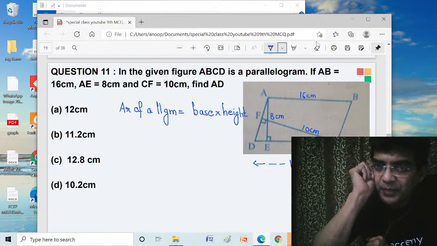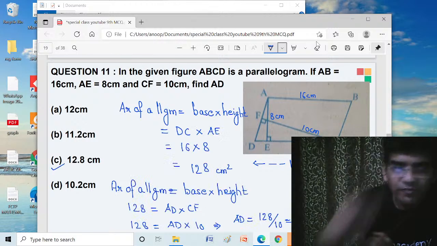So in the question they have asked us to calculate side AD. So AD is coming 12.8. So my answer will be C part, 12.8. See? Hope this one is clear.